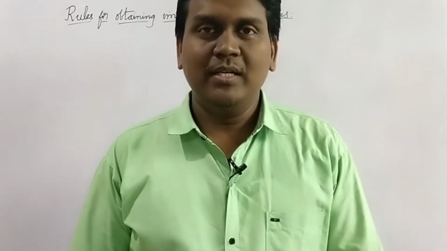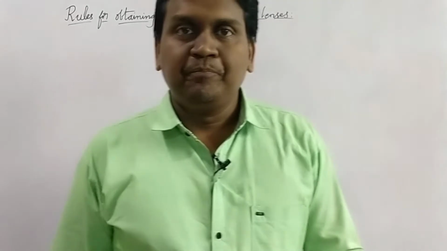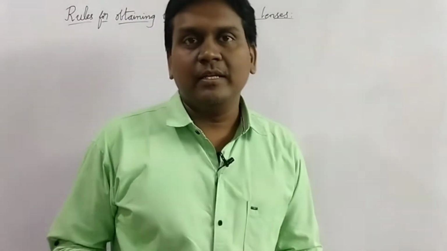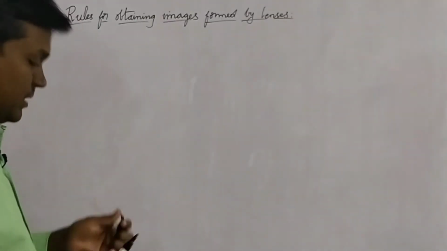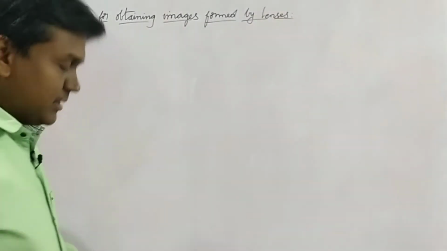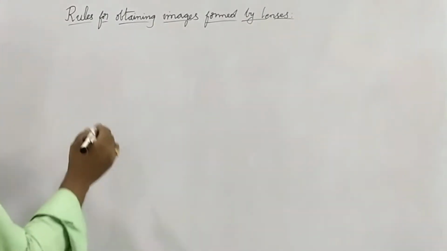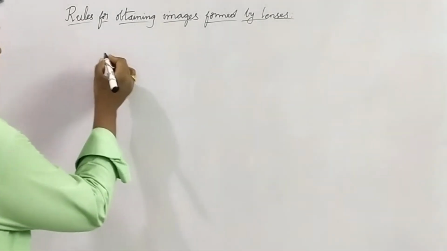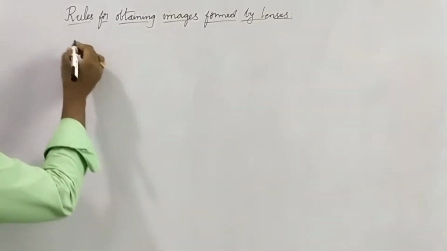Following Tutorial Point. In this session we are going to discuss the rules for obtaining the image by the lenses. We will consider some rules to form the image by the lenses. Here I am considering two lenses, that is convex lens and concave lens.